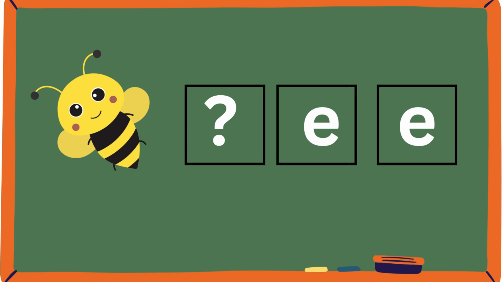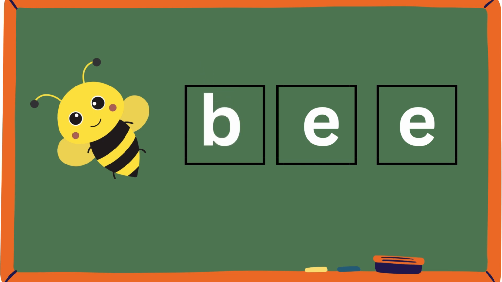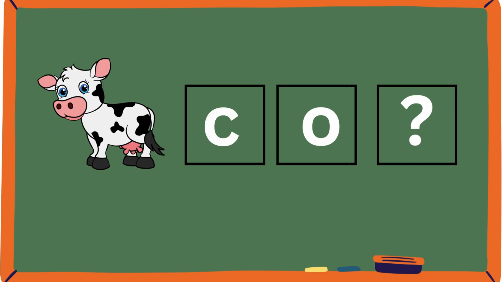Something E. Look at the picture. Don't forget. This three-letter word is rather interesting. If you said bee, that's the name of the insect. Bee. B-E-E. Bee.